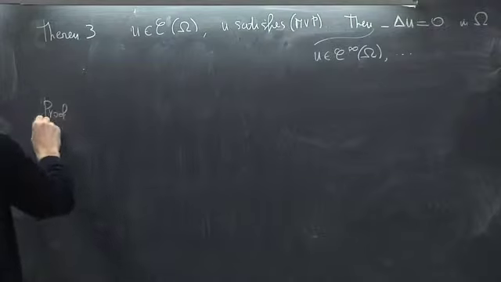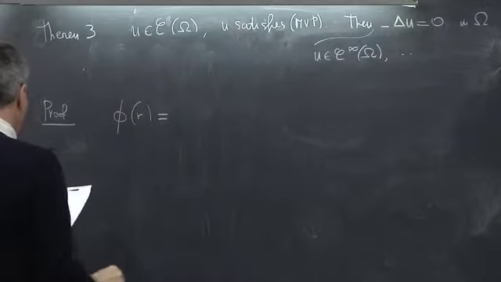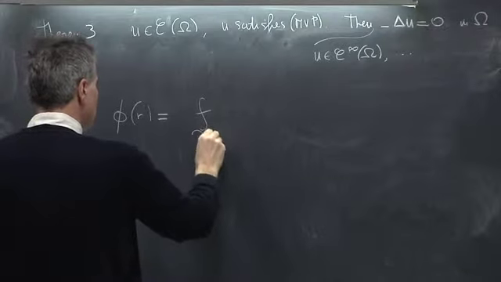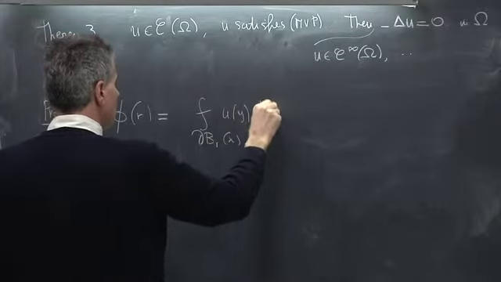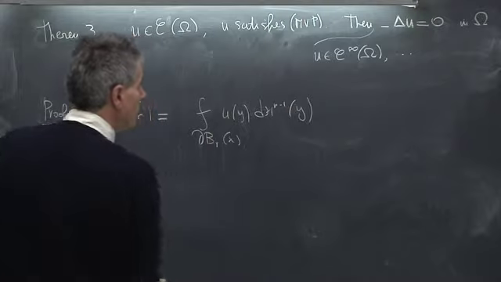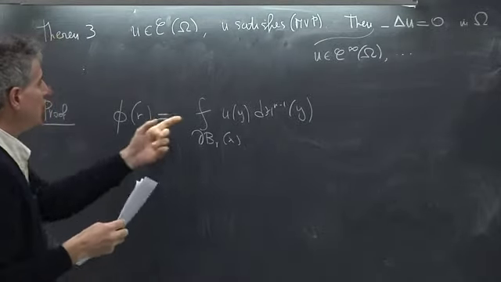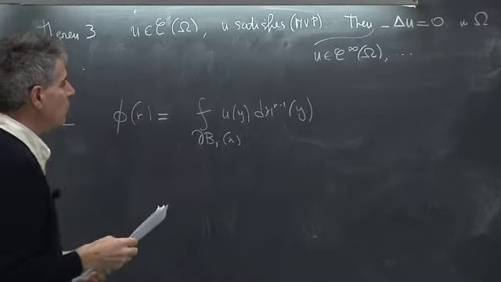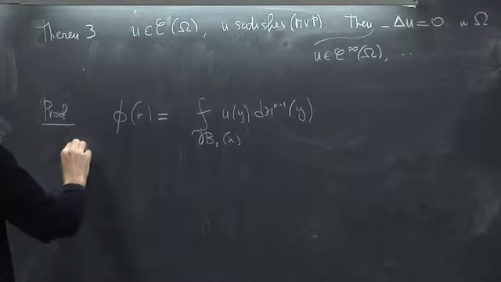Let me introduce, for proving this result, the function phi of r, that is the mean value over the solid ball of u of y dy. Let me define this for any point x in omega and r sufficiently small. And therefore now we want to compute phi prime of r.